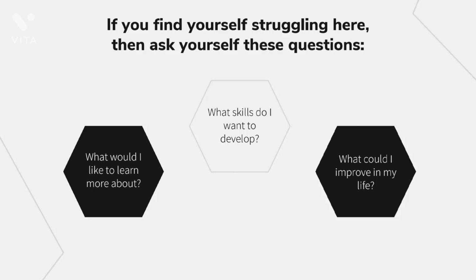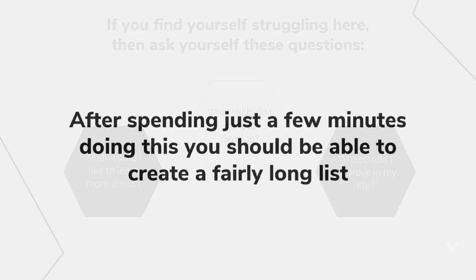What you are doing here is looking introspectively to see what really interests you. It is likely that a few things will be significantly more interesting than others, such as hobbies, sports, TV, etc. Again, do not make any prejudgments. After spending just a few minutes doing this, you should be able to create a fairly long list. If you are still struggling to come up with a lot of ideas at this point, then don't worry, because there are other steps you need to take.